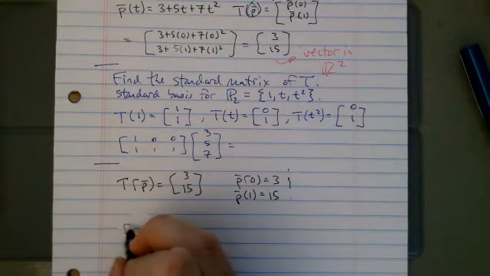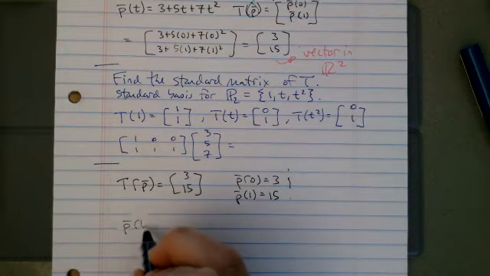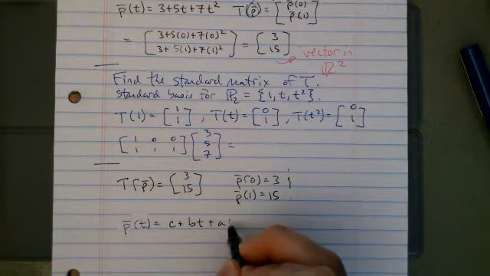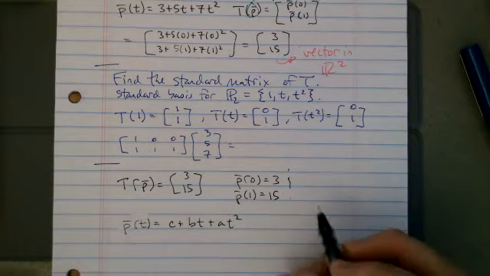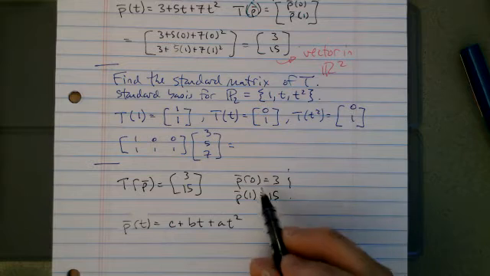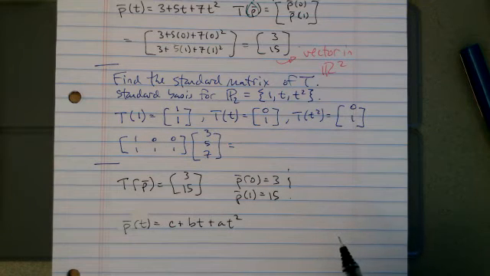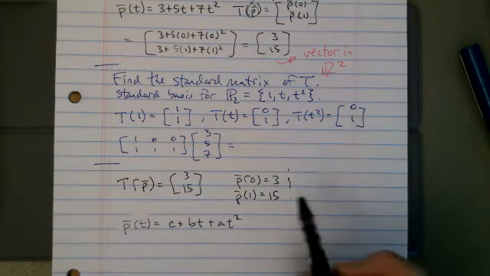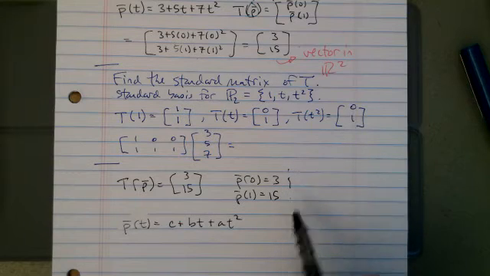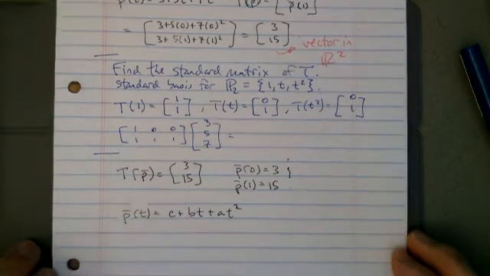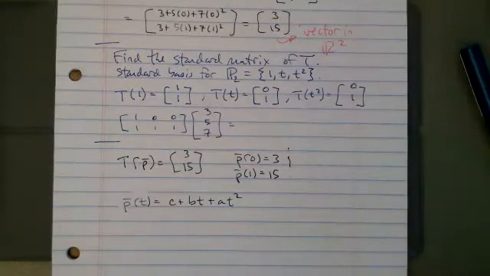P is a polynomial in P2, so P of t will be c plus b times t plus a t squared. And so you're just trying to solve: plug in 0 and we get 3, and plug in 1 and we get 15. So we could solve it that way to go backwards for P. Notice that we've only got 2 pieces of information here, and we have 3 constants to solve for, so there's going to be more than one solution. All right. Any questions?